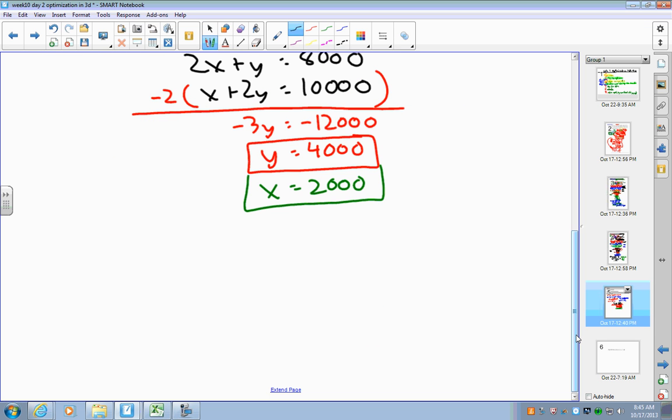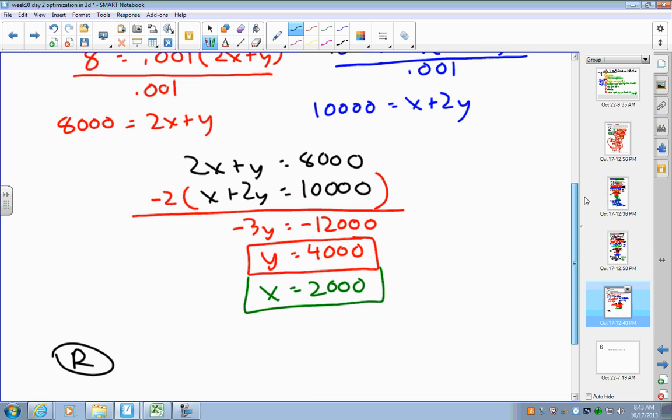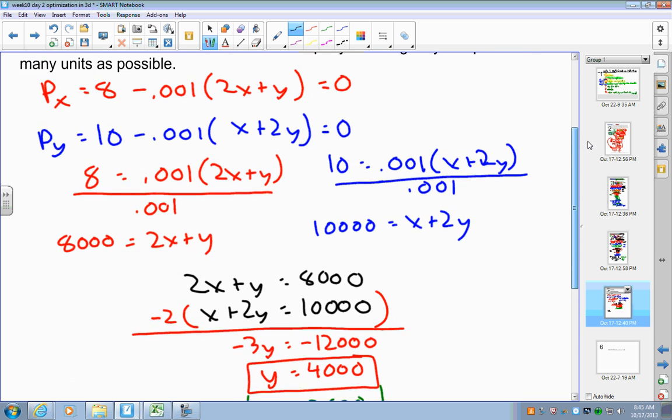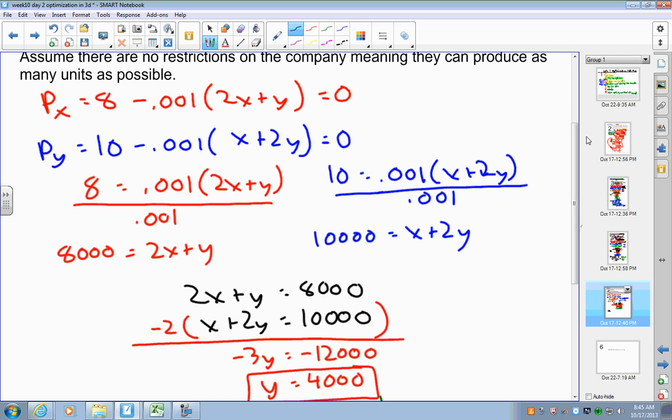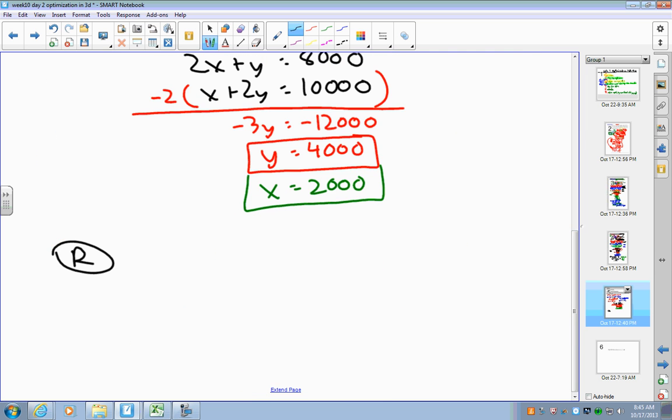And am I done? No. You need to verify for me that it is most definitely a max. Okay? And you would do that, or I'm getting tired, so I'm not going to do it for you, but you would take the pxx, the pyy, the pxy, and verify with the second derivative test. Okay?